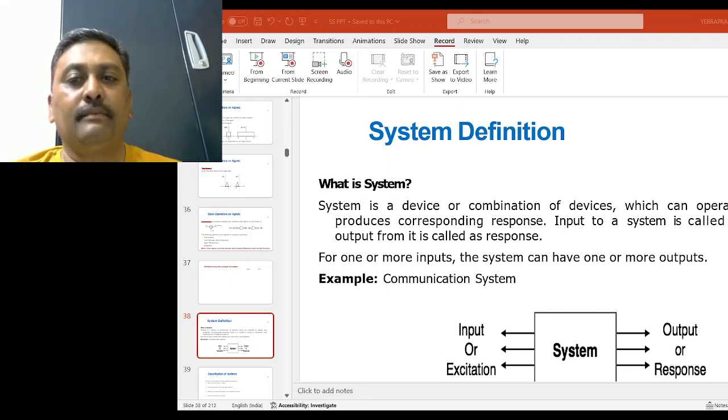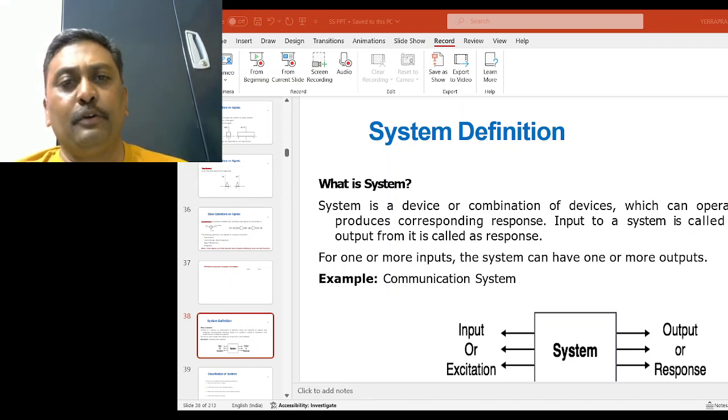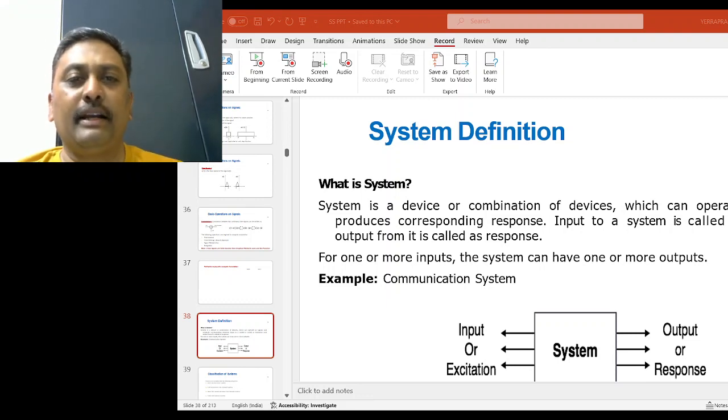If an input is given to a system and correspondingly you are getting an output, that is called the response of a system. Suppose you have one input and you get one output, or two inputs and two outputs, or multiple inputs and multiple outputs, that is not a problem. Whenever you have an input, you would be getting an output.